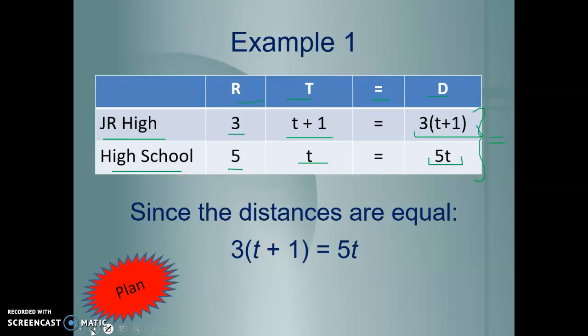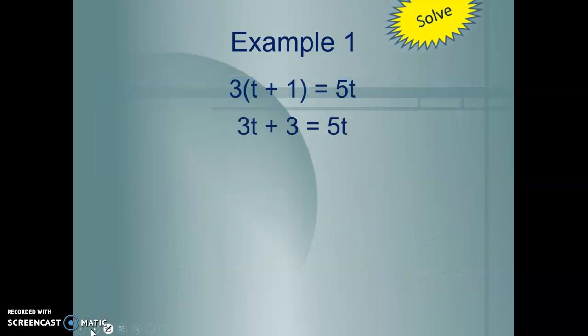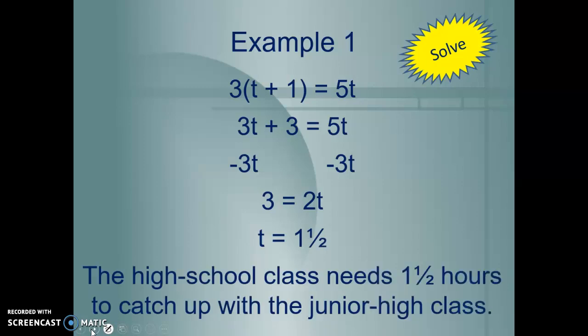From here, we're going to use what we've learned about distribution and additive and subtractive properties of equations to solve for T. Distributing that 3, we get 3T plus 3 equals 5T. Let's go ahead and isolate the variable. Let's subtract 3T from both sides, which leaves us with 3 equals 2T. Then to isolate that T, we need to divide both sides by 2. So we get T equals 3 halves, or T equals 1.5.